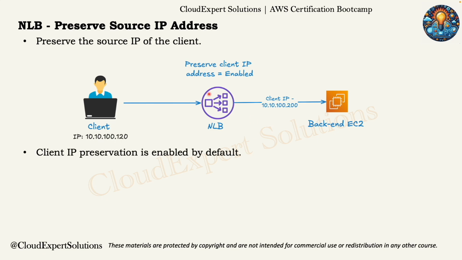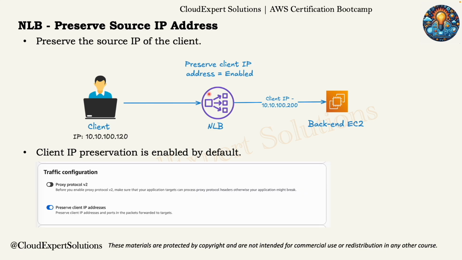As I mentioned, client IP preservation is enabled by default, and here is the configuration. When you are creating the target group, you might not see the traffic configuration. However, to toggle this configuration, once you have an existing target group, you can edit the target group and you can toggle that switch.